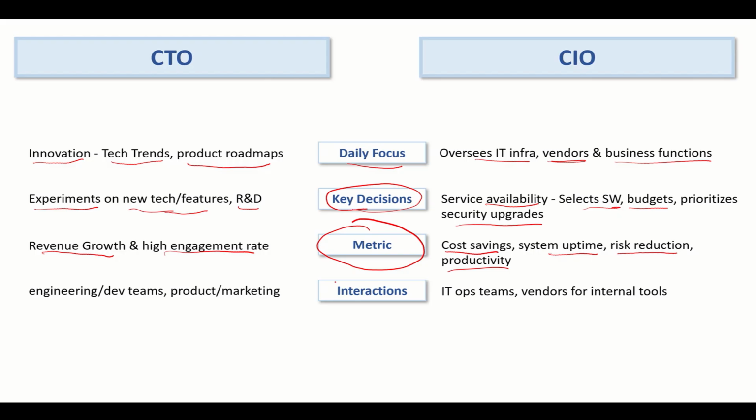The last one is interactions. The CTO's interaction is more towards the engineering and DevOps teams, and product and marketing, so as to make newer products and newer solutions which will meet customer demands from an engagement perspective also. And for the CIO, the interactions are mostly inward, with the internal IT teams and with the vendors, for improving the internal tools and their uptime.